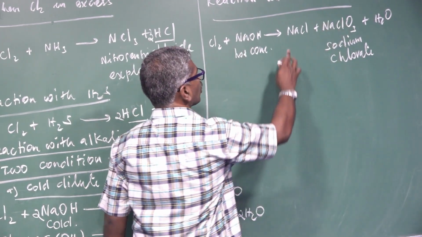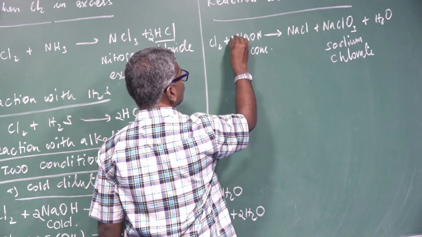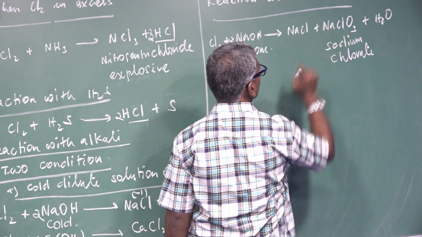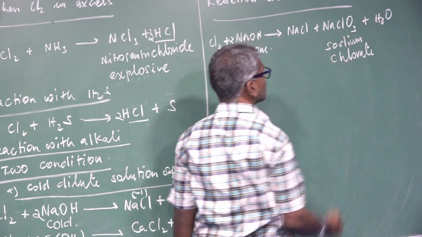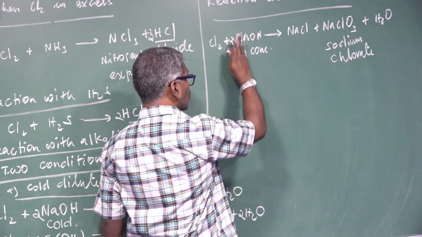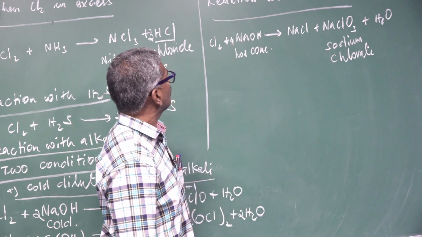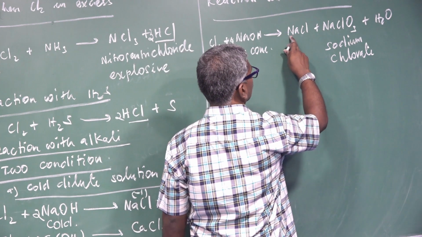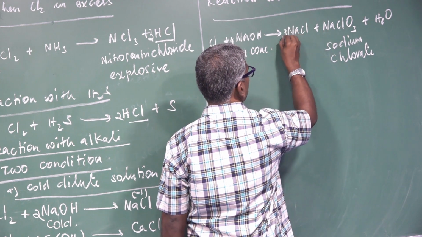Balance the equation. How many sodium? 2 sodium, here only 1 sodium, 2 times. How many chlorine? 2 chlorine, 2 chlorine. How many oxygen? 2 oxygen, here 4 oxygen. So to balance the equation, increase the even number, that is 4. How many sodium? 4 sodium, here 1, here 1, 2, so 3 times.